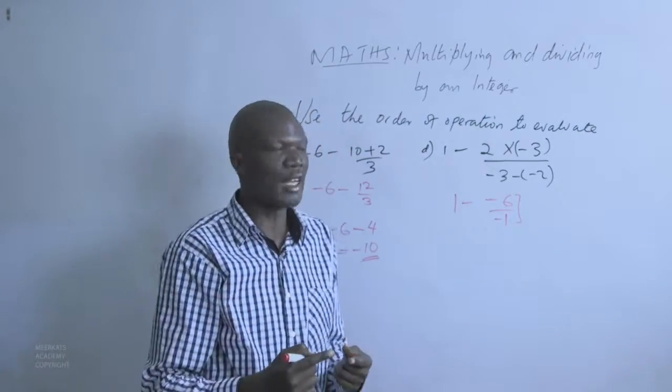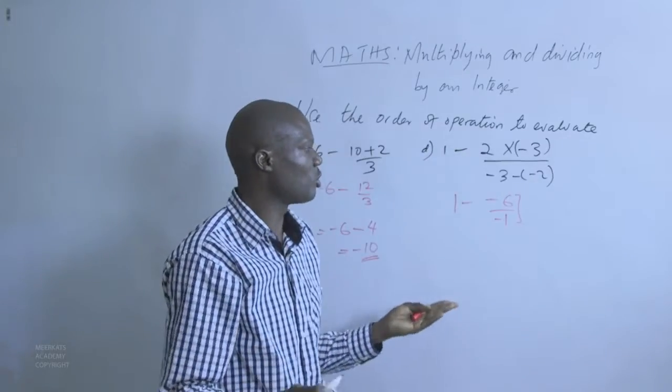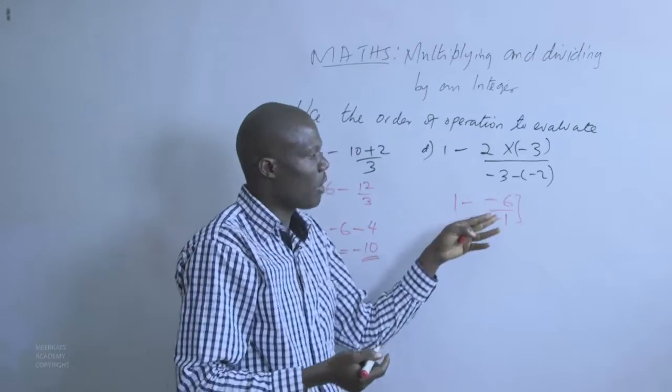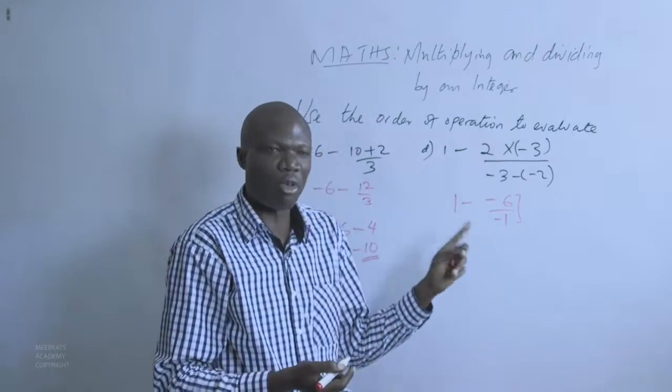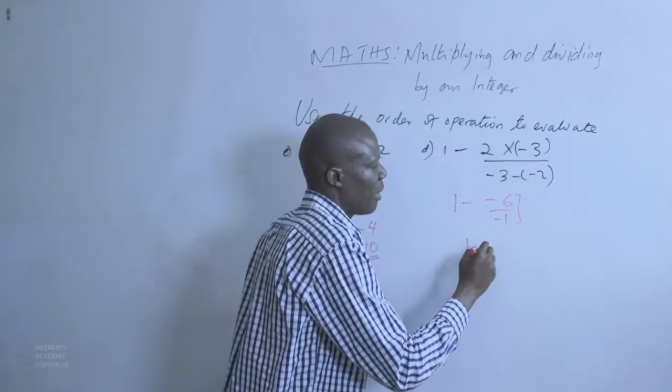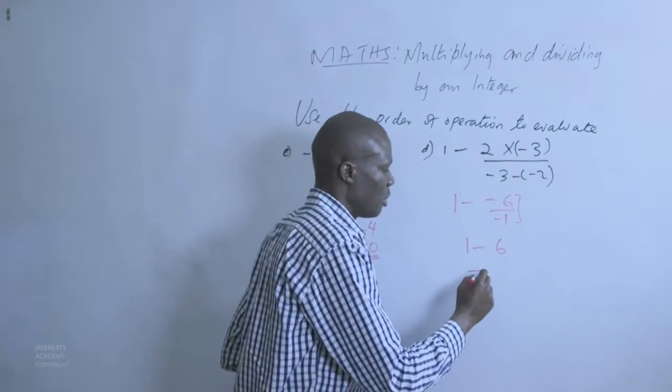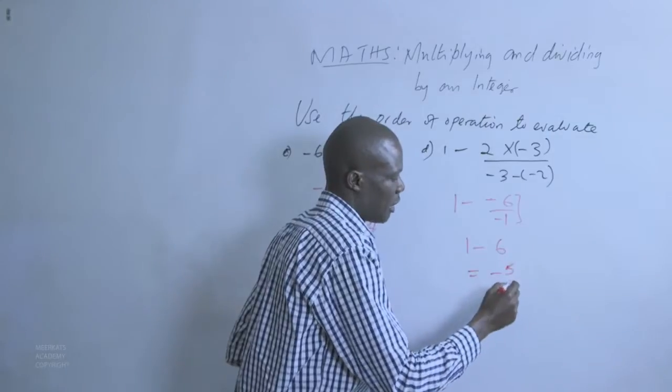That is negative 6 over negative 1. The signs are alike. The numbers are simple to divide. Negative and negative gives us a positive, so we shall maintain a positive, and 6 divided by 1 is 6. So we shall have 1 minus 6. And when we subtract that, our answer will be negative 5.